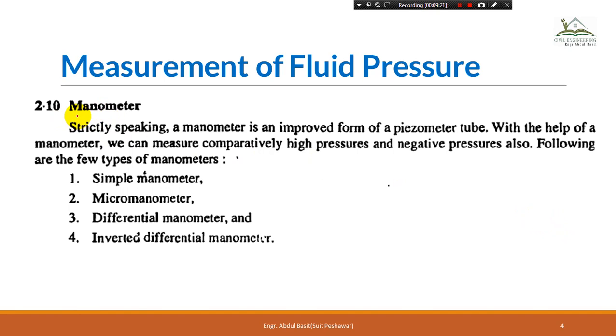Then coming towards the manometer, this is the modified form of the piezometer. First of all, it is quite suitable for determination of high pressures, and secondly, it can determine negative pressure for us as well. As I told you, this is an improved form of the piezometer. There are four different types of manometers: the simple manometer, the micro manometer, the differential manometer, and the inverted manometer. In the coming few tutorials we will discuss these four in detail.